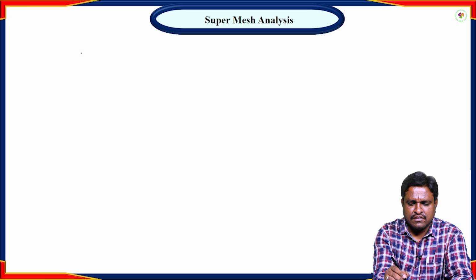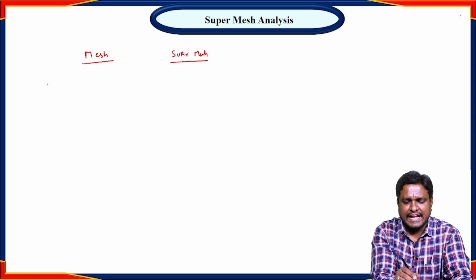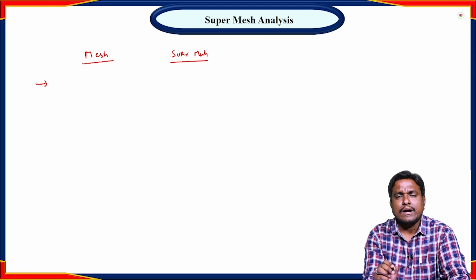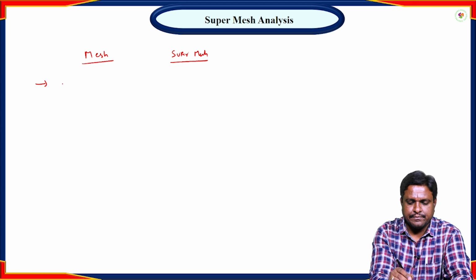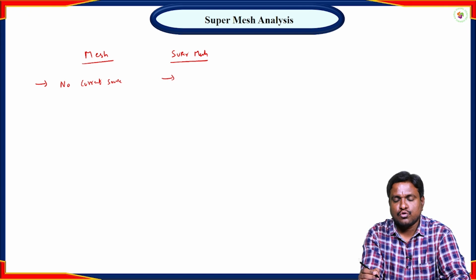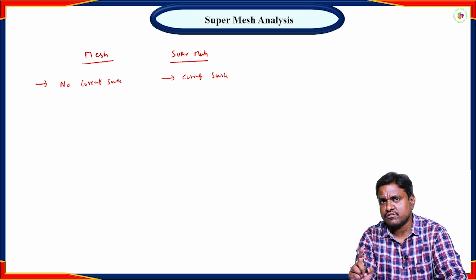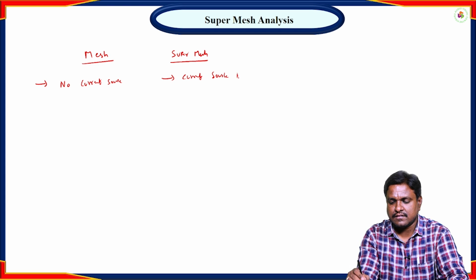So the main difference between the mesh and super mesh analysis is, in the mesh analysis, there is no current source present in the circuit. Whereas in the case of a super mesh, there should be a current source. The current source will be present in the circuit. That is the first and foremost difference between the mesh analysis and the super mesh analysis.